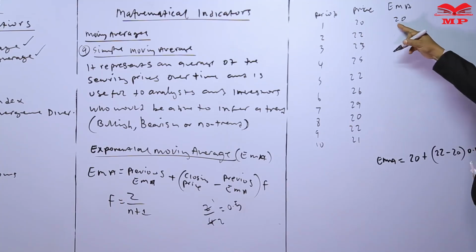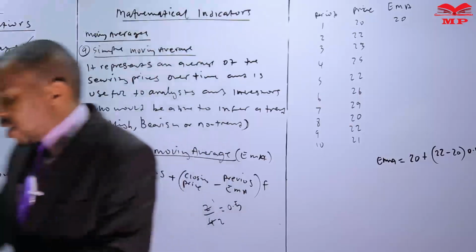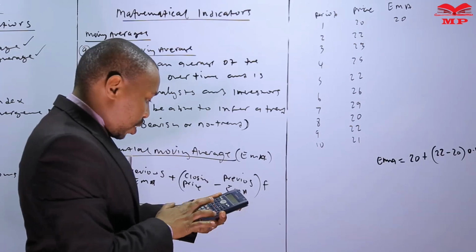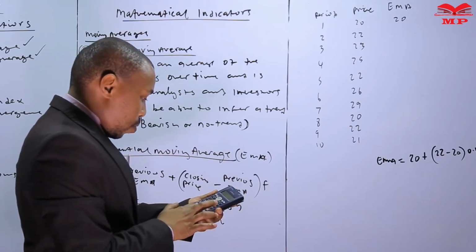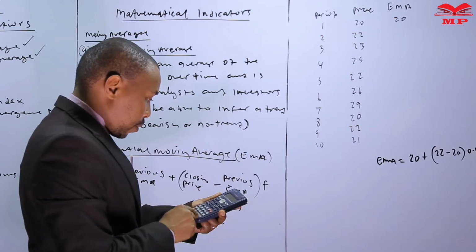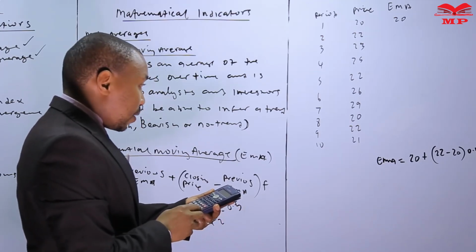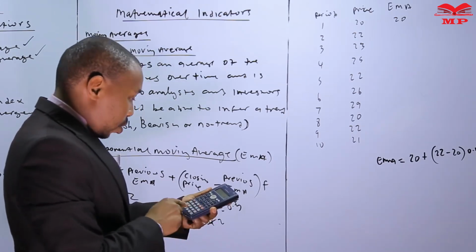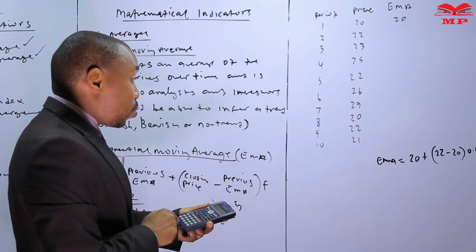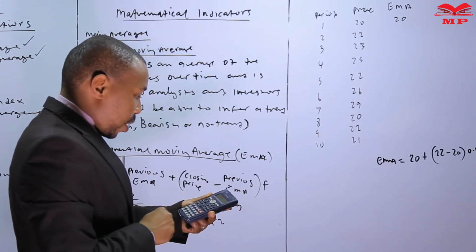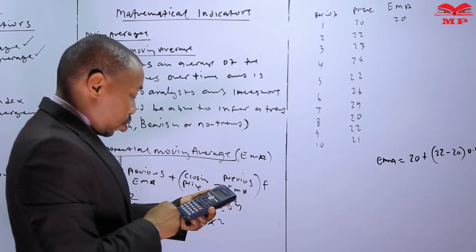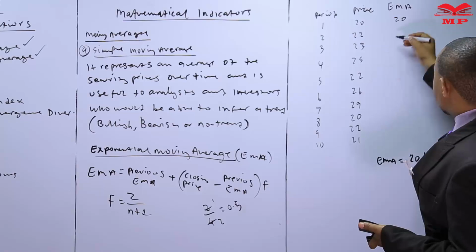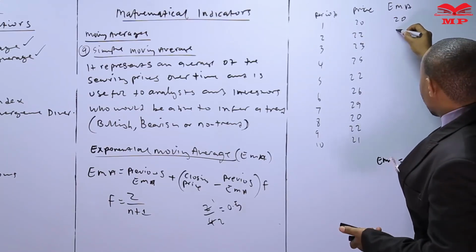To compute the current EMA for today, how much do we get? We have 22 minus 20, multiplied by 0.5, plus 20. Let me confirm that again. It's 22 minus 20, which is 2, times 0.5, which is 1, and then plus 20. That's why it's always important to confirm. This gives me 21, like that.